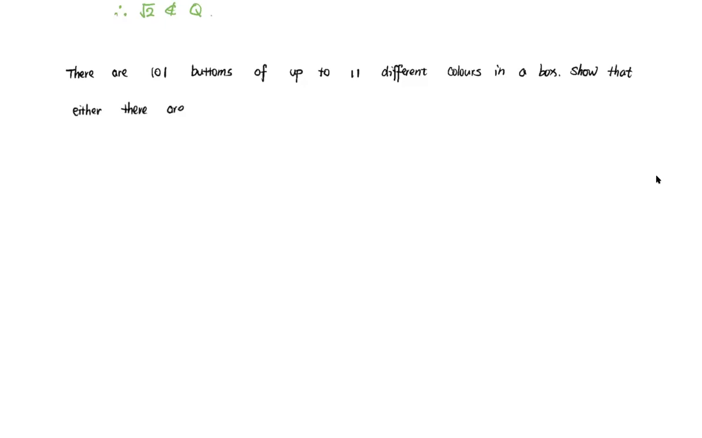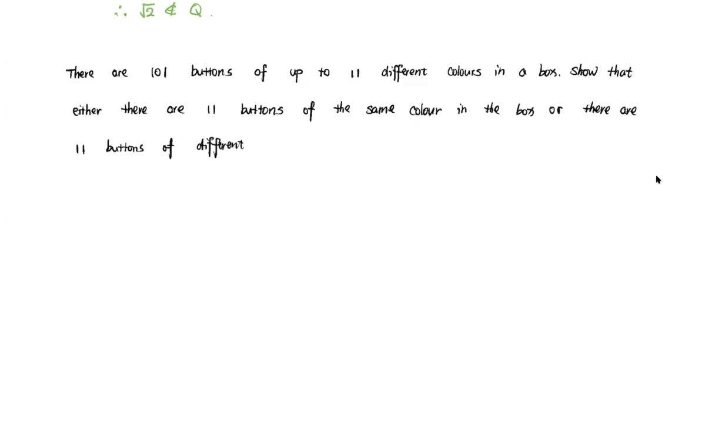there are 11 buttons of the same color in a box, or there are 11 buttons of different colors in a box.